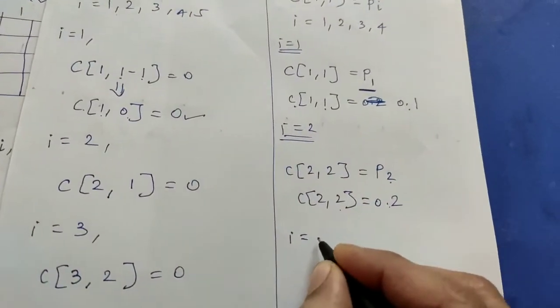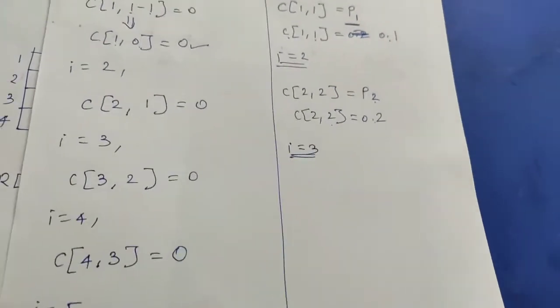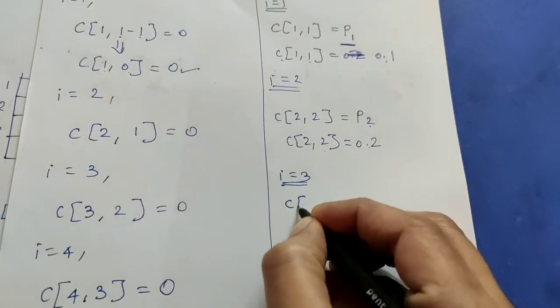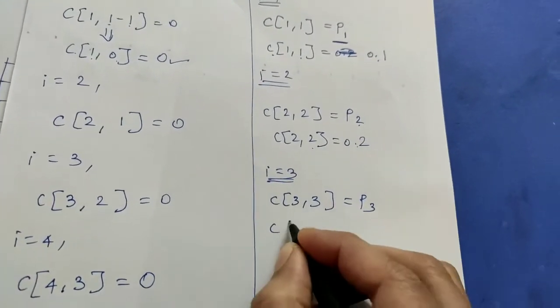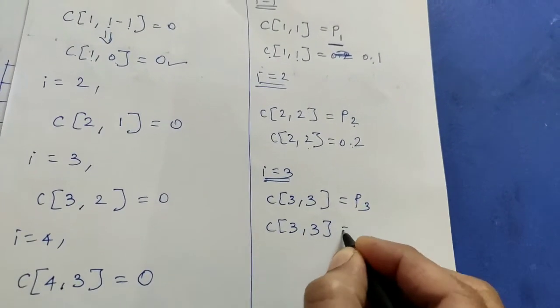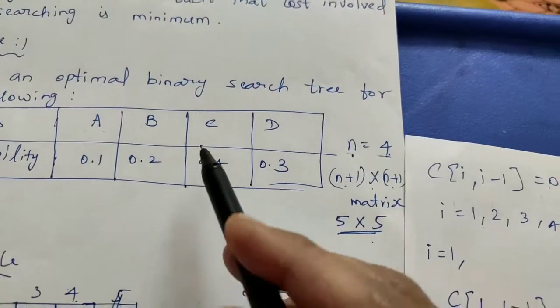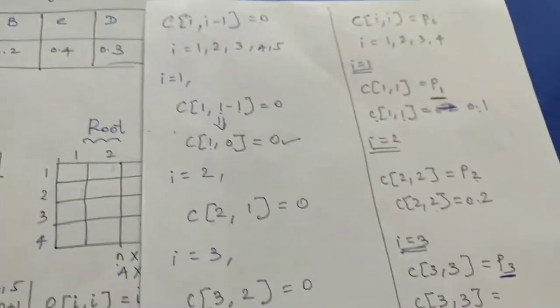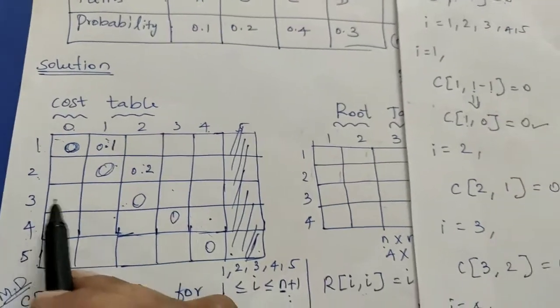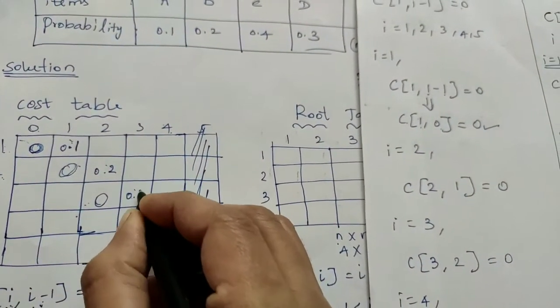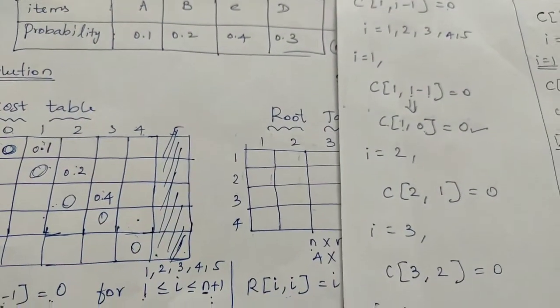Next, I am just going to consider I is equal to 3. Cost of 3 comma 3 is equal to P3. Cost of 3 comma 3 is equal to, what is the probability of the third item in the question? Probability of the third item is 0.4. So fill this location with 0.4. So in a cost table, 3 comma 3, I am just filling the value as 0.4.